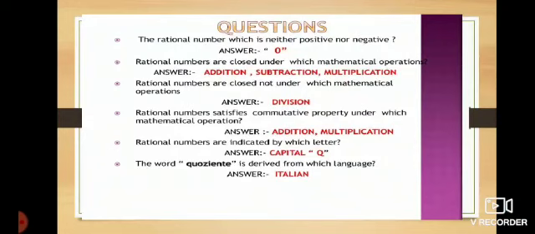Regarding the last two questions, I have already sent you the previous video having the introduction of rational numbers. In that I defined rational numbers as numbers which are written in the form of p by q, q not equal to 0, and p and q are integers. Rational numbers are indicated by the capital letter Q, and it is derived from the Italian word which means quotient.